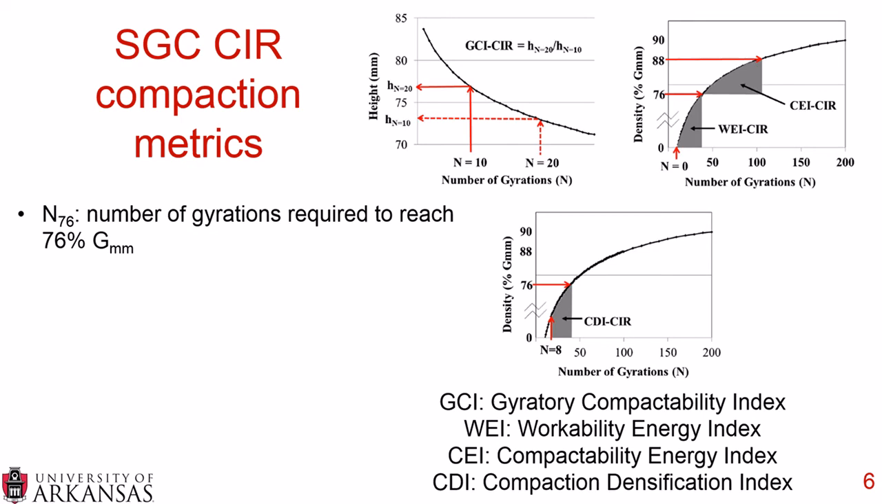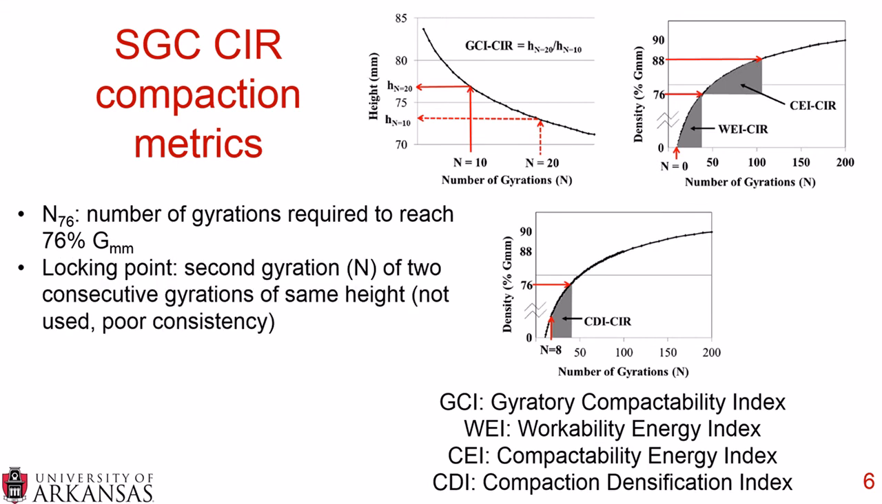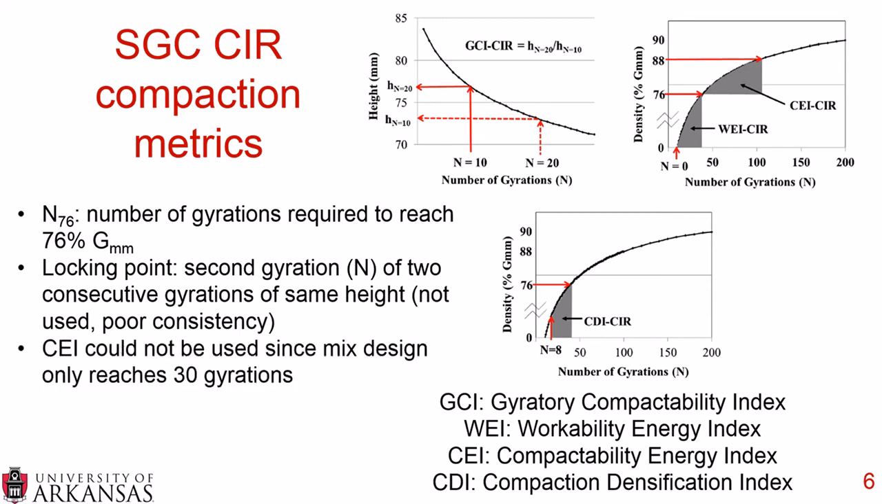There were a couple of other compaction metrics we explored. The N76 is the number of gyrations required to reach 76% maximum density. And the locking point is the second gyration, N, of 2 consecutive gyrations of the same height. This was not used because we found with cold in place recycling, we got relatively poor consistency on these readings. Also of note, the CEI here could not be used because we used the mix design of 30 gyrations.